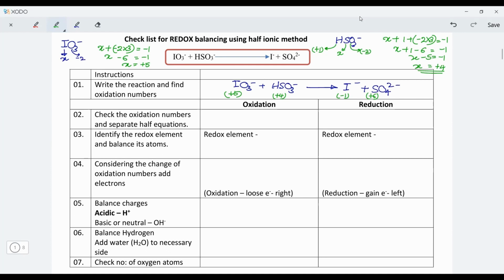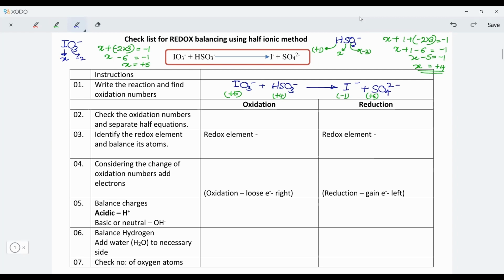Then what is the second step? Here you have to check the oxidation numbers and separate the half equations. Half equations means the oxidation half and the reduction half. As we said earlier, an increase in oxidation number is oxidation, and a decrease in oxidation number is reduction. So here, the oxidation number of IO3 minus has decreased from plus 5 to minus 1. The oxidation number of HSO3 minus, plus 4, has increased to plus 6.